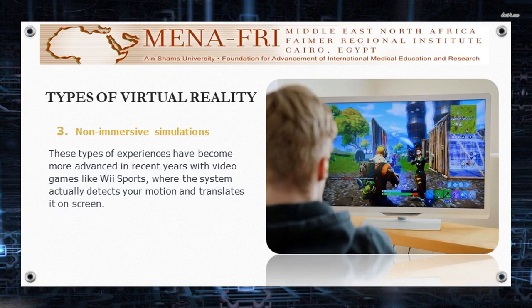Types of virtual reality. 3. Non-immersive simulations. These types of experiences have become more advanced in recent years with video games like Wii Sports, where the system actually detects your motion and translates it on screen.